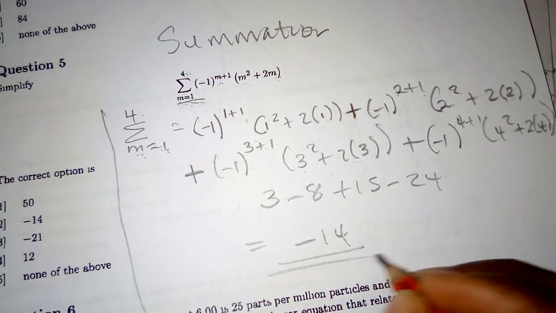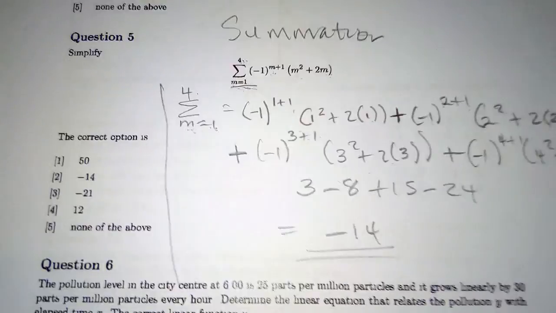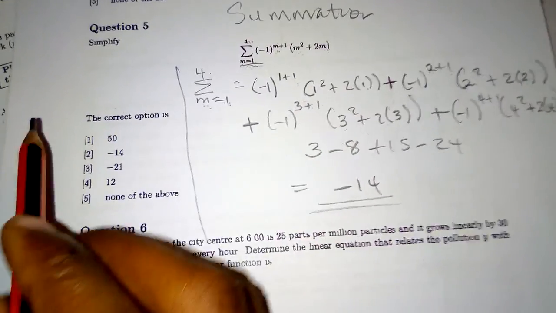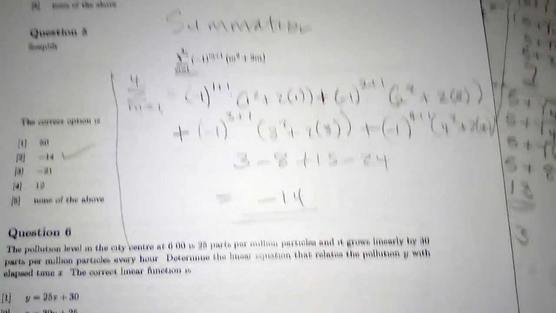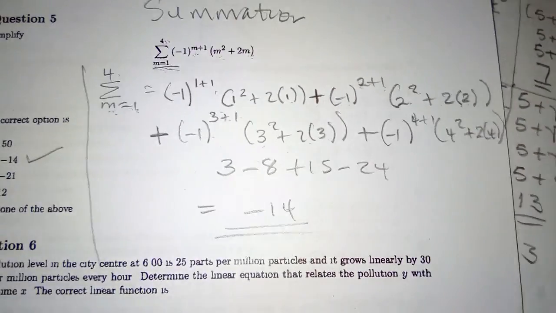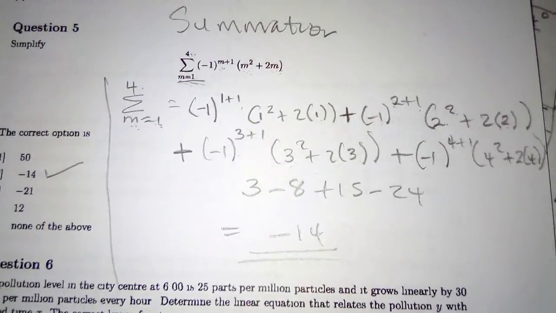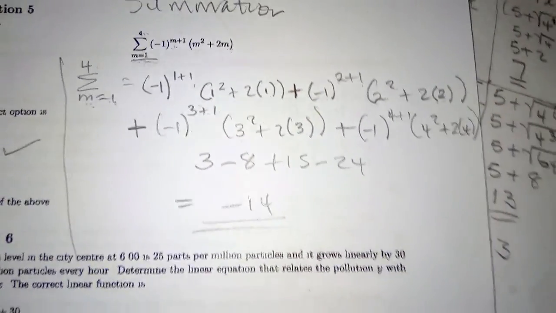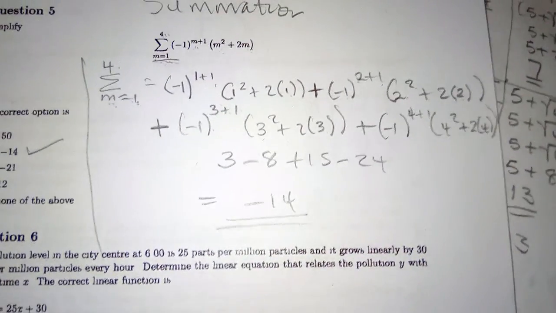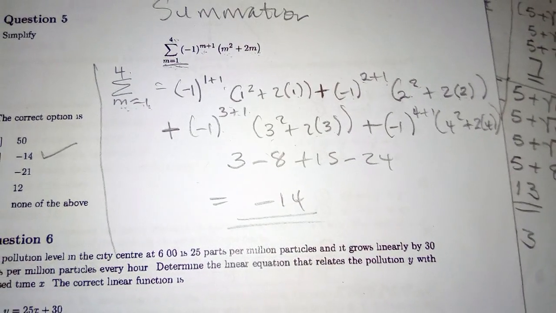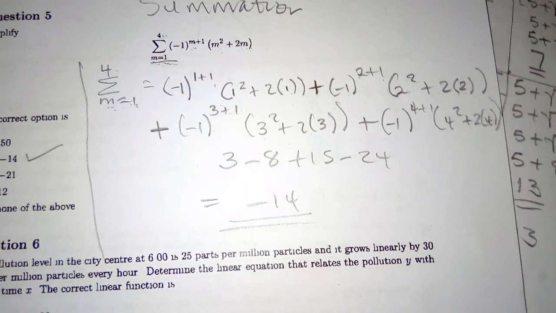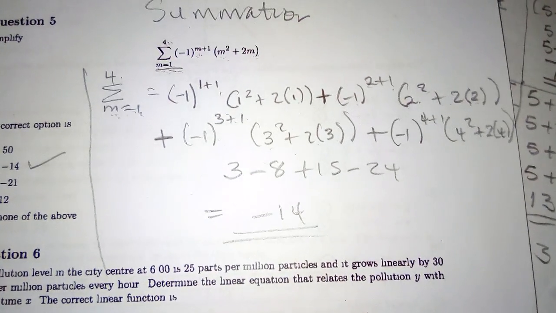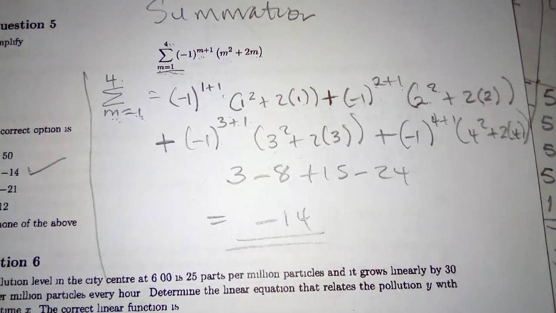Okay, sorry for delaying your time here. So this is how we do it. Your answer will be negative 14, which is option number 2. Okay guys, please just try to follow these steps. As I said, I wish I had the best way to explain this, but this topic is so hectic, I don't know how to explain it. Okay, I think I'm now done with summations.